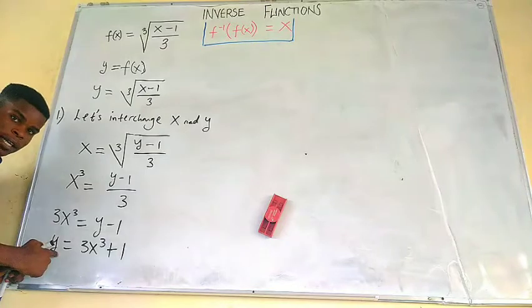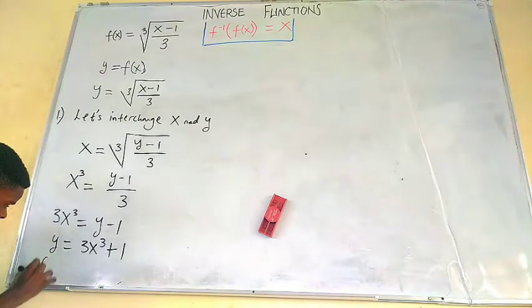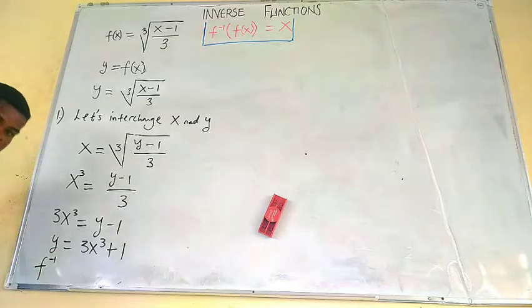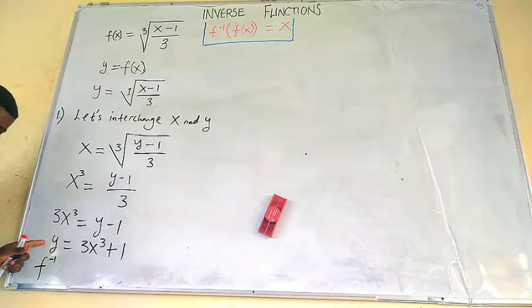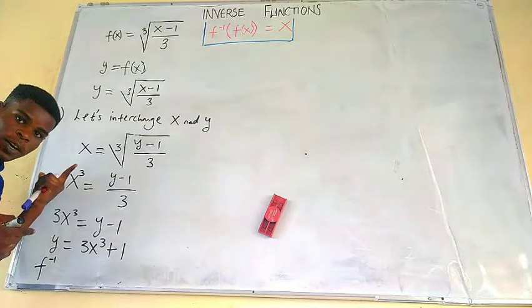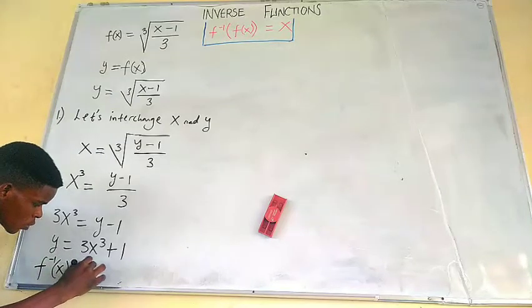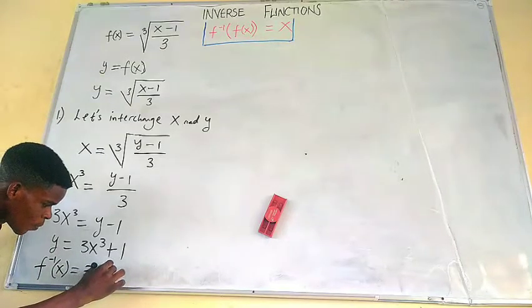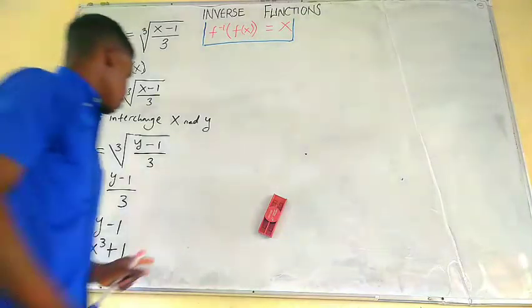Now, this new y is the same thing as f inverse, that is, y was taking the place of f, alright? But this new y is the inverse of the original y. So we have f inverse of x is equal to 3x cubed plus 1. Okay, so this is that.